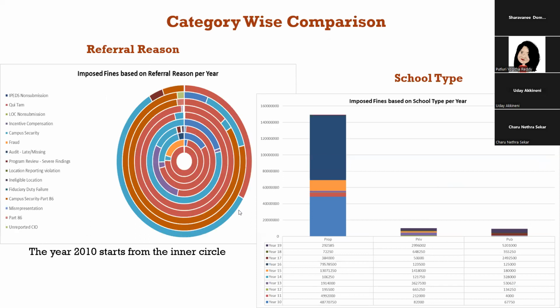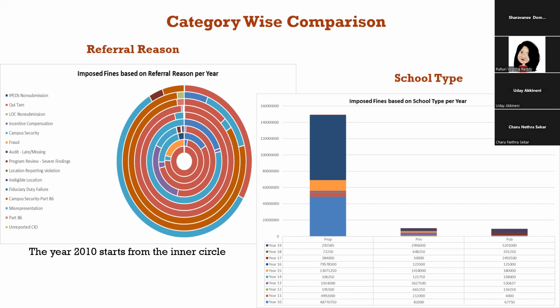So our next data analysis is based on referral reason. The sum of fines imposed is depicted demographically on the left side for each year, starting from 2010 as the inner circle, extending up to 2019, the outer circle. As we can see, most of the fines imposed in the initial years are due to QUITAM, and later the fines imposed category is gradually changing to fraud and campus security. These are the recent issues we are facing in educational environments.